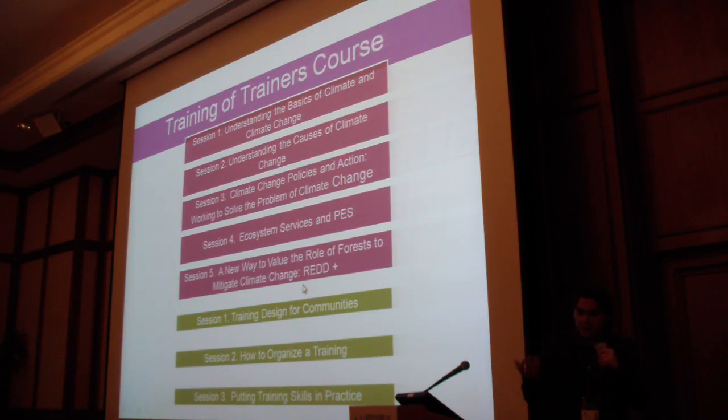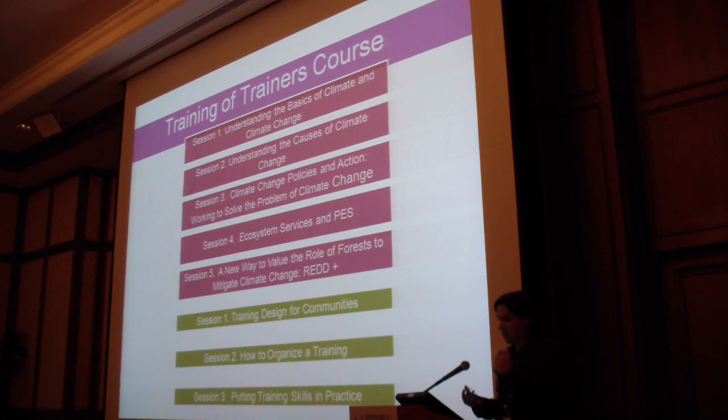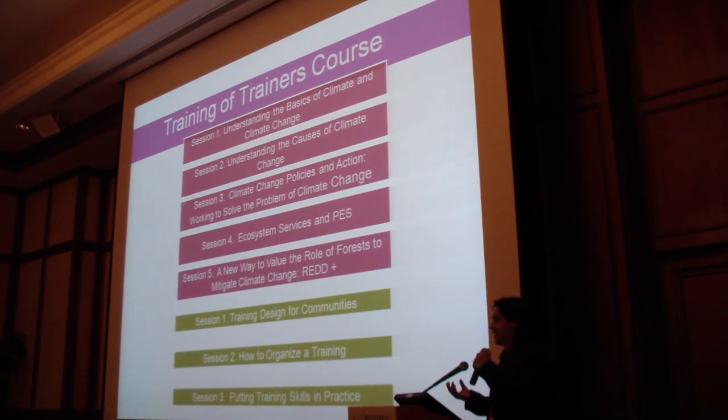So the training of trainers, this full toolkit and manuals, contains first 5 sessions of information. The first session goes to understand the basics of climate change: the difference between weather and climate, and what the impacts of climate change are. Then session 2 covers the causes of climate change, and specifically the role of the forest in the forest carbon cycle, and how forests contribute to the mitigation and capture of CO2 emissions and greenhouse gas emissions.